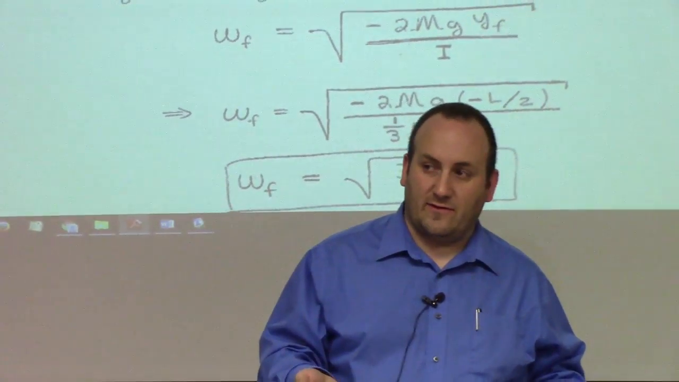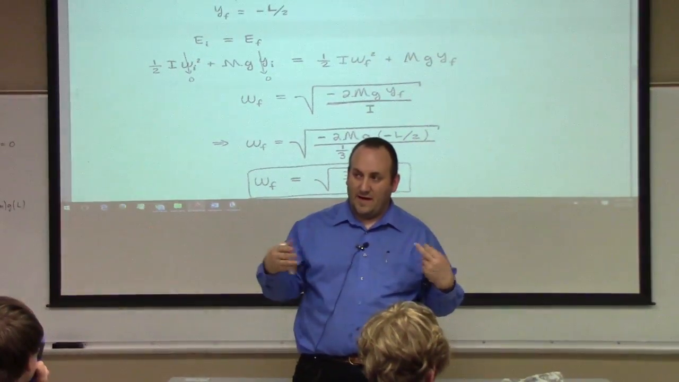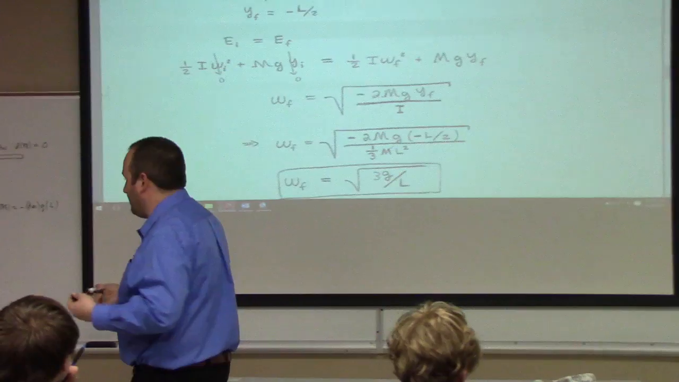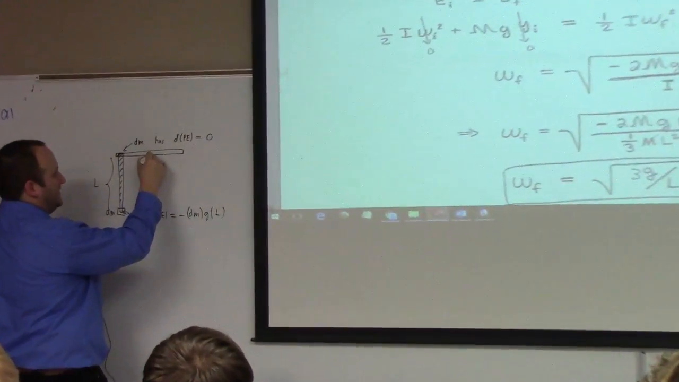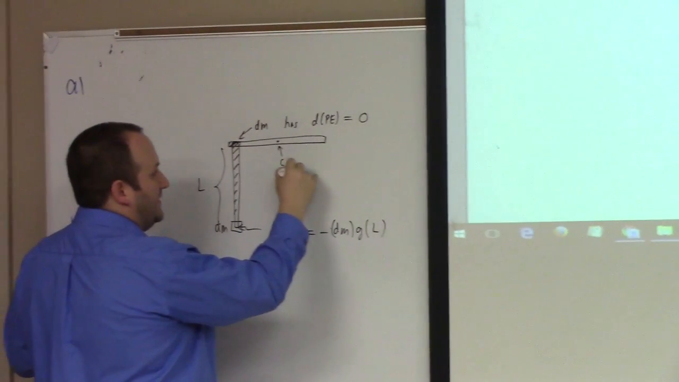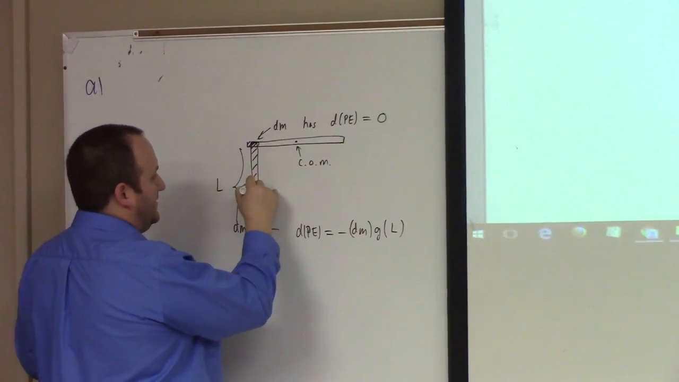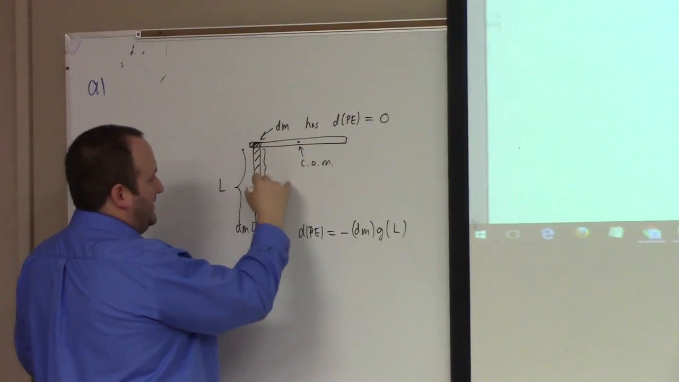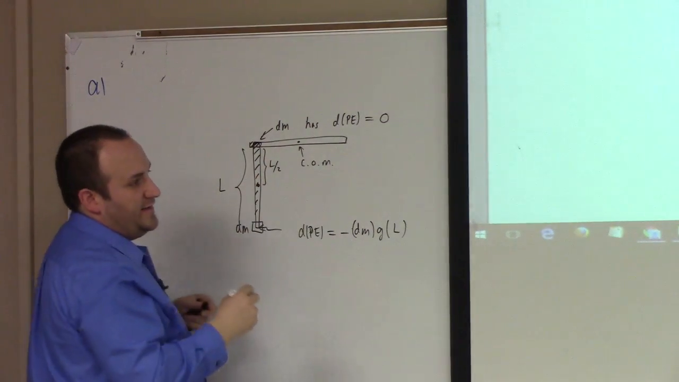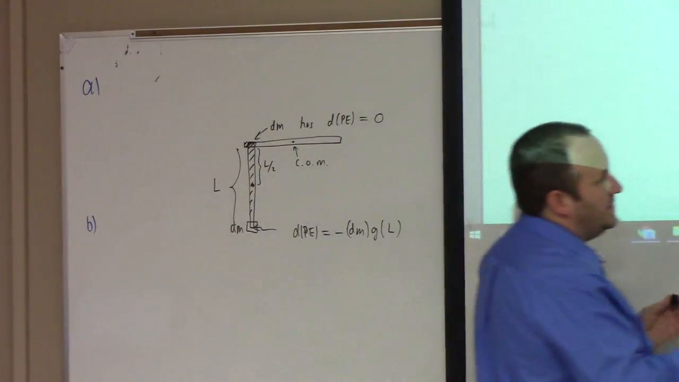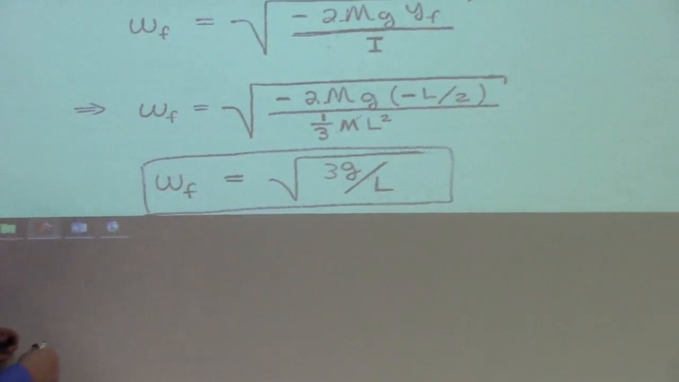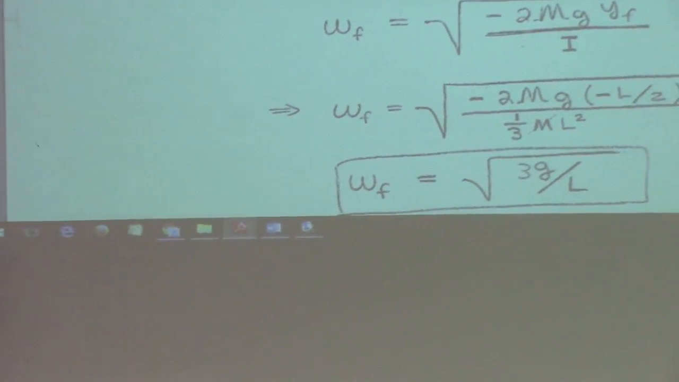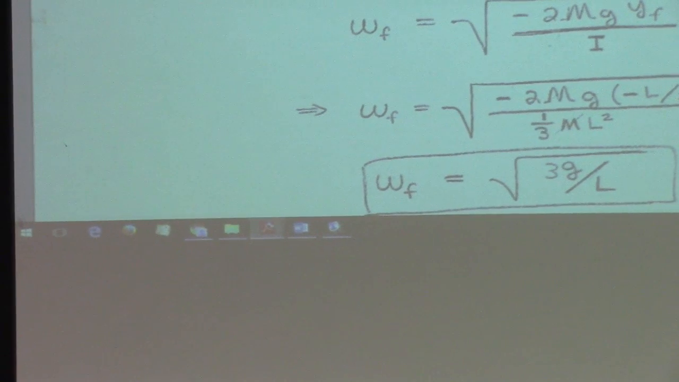But you don't want to do an integration, right? You'd rather have a macroscopic concept to solve this problem. And that macroscopic concept is to consider this whole thing as if it's a point at the center. That's its center of mass. And so the center of mass is in the middle, and that's at L over 2. And that's why I put minus L over 2 right here, because that's the final y of the center of mass. And so there you go. The final speed would be the square root of 3g over L.